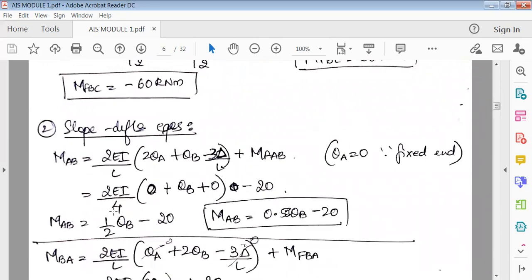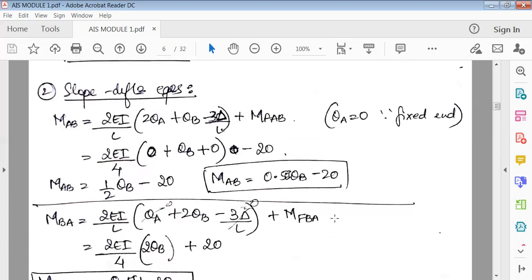So as usual, next multiply this. When you multiply, 2 by 4 would be half, so half EI theta B. Both the other terms are 0 here, so minus 20. So MAB is equal to half EI theta B, that is 0.5 EI theta B, minus 20. So now this is the first equation.